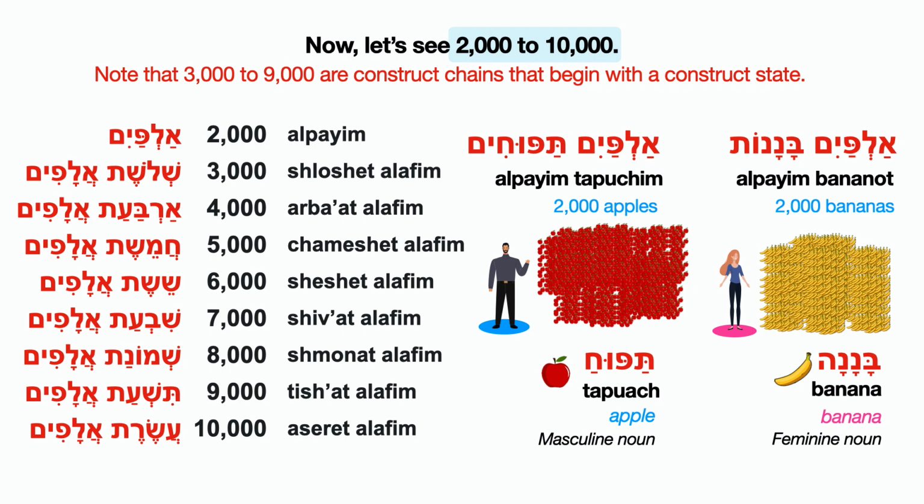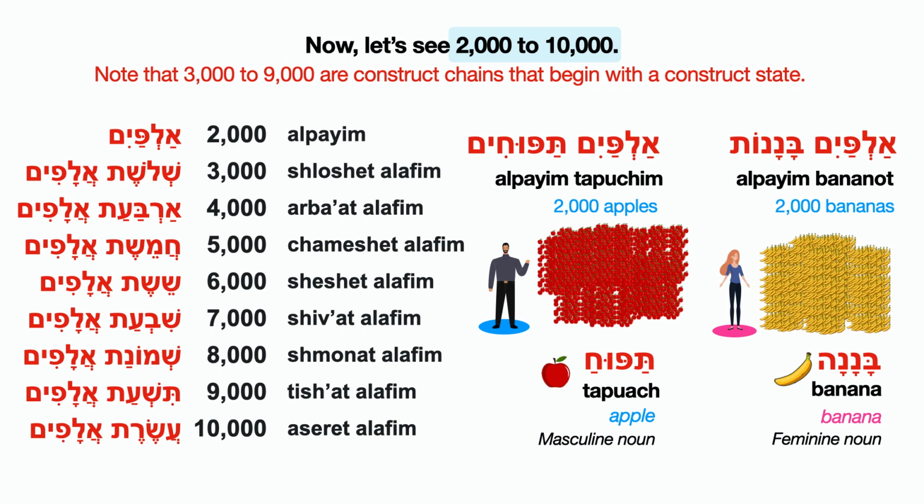So elef means thousand, and alafim is the plural form of elef. Alafim, thousands. So that's why, starting from 3,000 all the way to 10,000, we say shloshet alafim. So shlosha, that's 3. Shloshet is the construct state of that. That means 3 of. So 3 of thousands. Shloshet alafim. Arba'at alafim. That's 4 of thousands. Chameshet alafim. That's 5 of thousands, and so on and so forth.